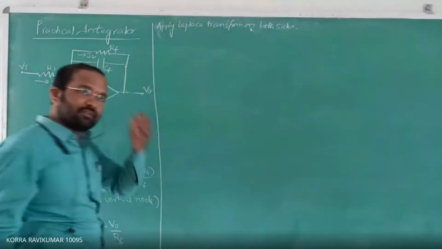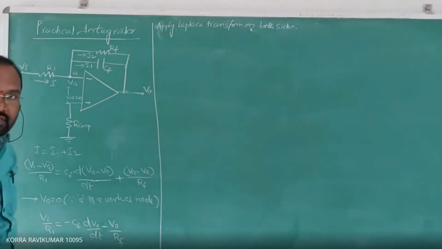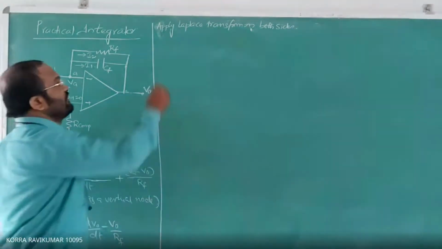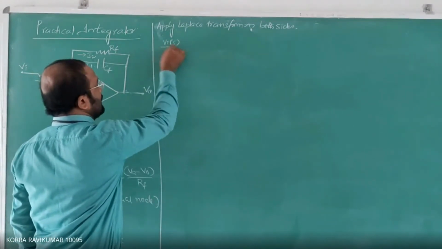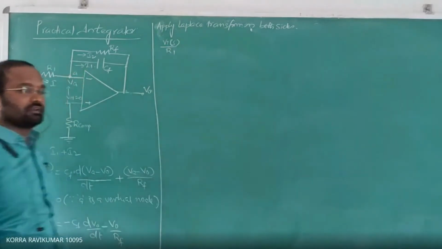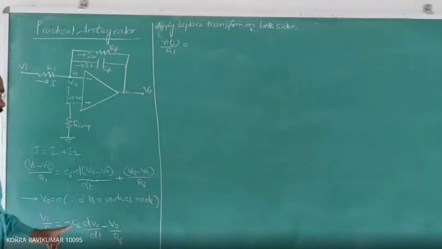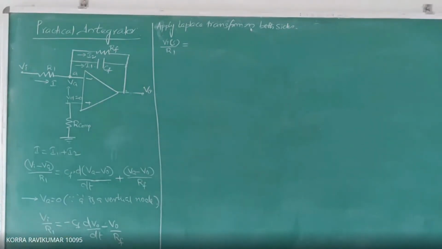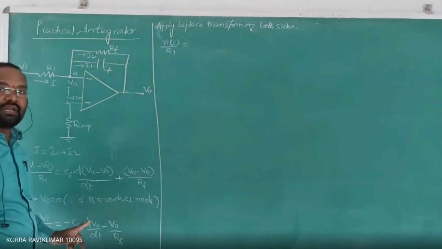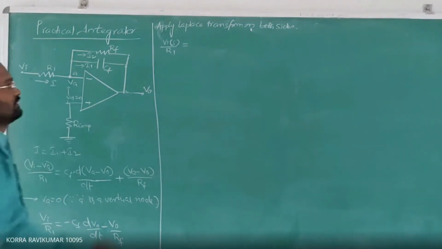Then we have, see here, the Laplace transform of Vi(t) is equal to Vi(s) in the Laplace domain, where s means Laplace domain, divided by R1, is equal to minus CF into dV0/dt. What is the Laplace transform of dV0/dt?